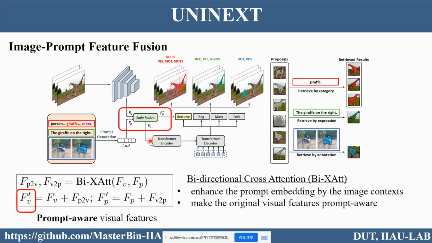Then, given the prompt embeddings and the hierarchical visual features of the current frame, Uninext adopts an image-prompt feature fusion module. To be specific, this module is a bidirectional cross-attention, which can first enhance the prompt embedding by the image context and make the original visual feature prompt aware.